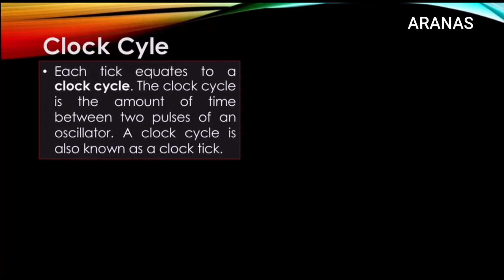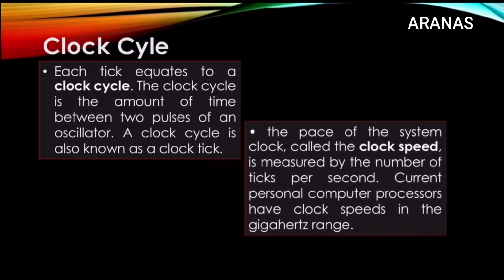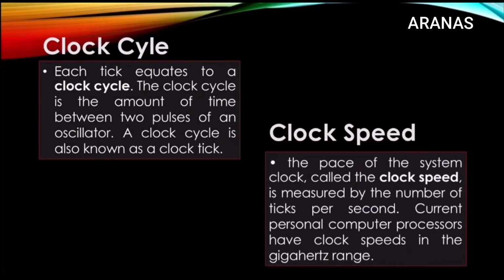Each tick equates to a clock cycle. It is the amount of time between two pulses. Tinatawag din ang clock cycle as clock tick. Ang clock speed ay ang pace of the system clock. Ito ang nagme-measure ng number of ticks per second.